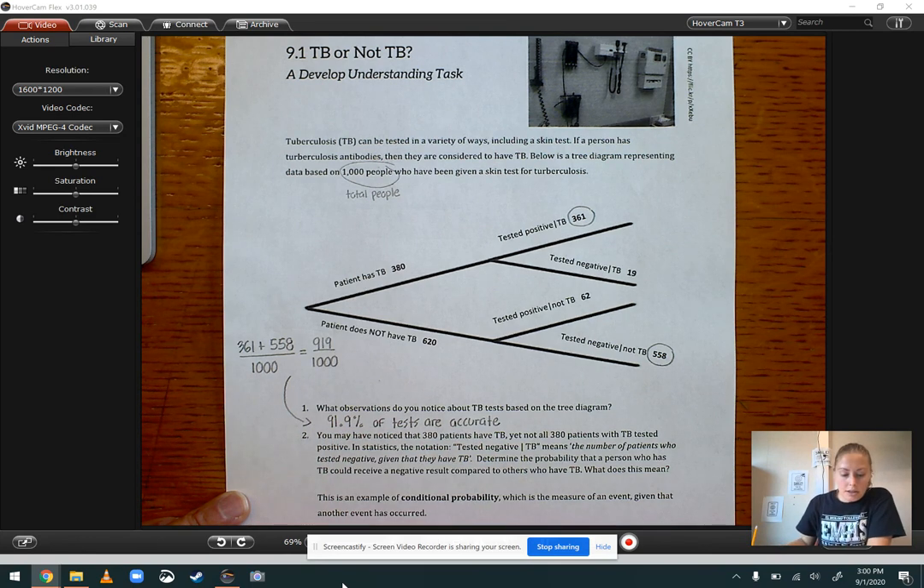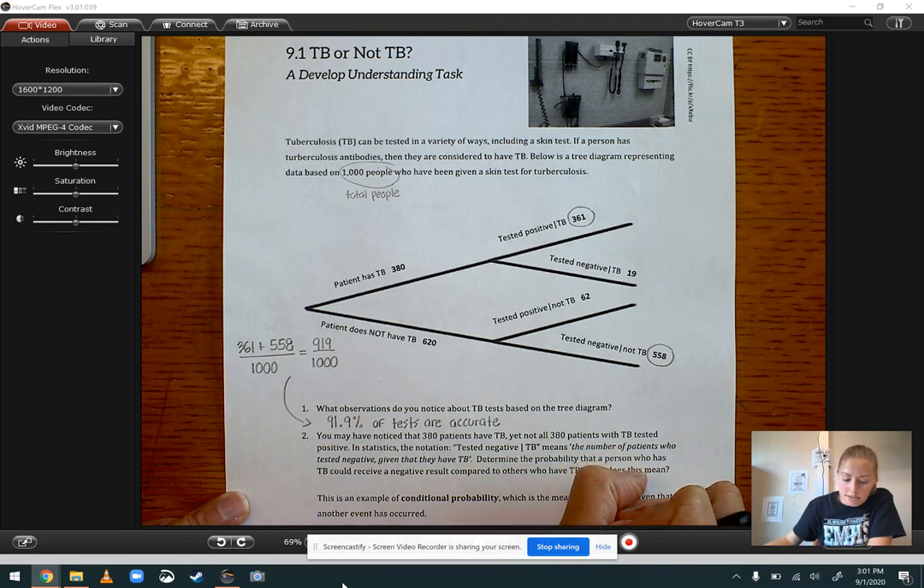Okay. You may have noticed that 380 patients have TB, yet not all 380 patients with TB tested positive. In statistics, the notation tested negative given TB means the number of patients who tested negative given that they have TB. Determine the probability that a person who has TB could receive a negative result compared to others who have TB. What does this mean?